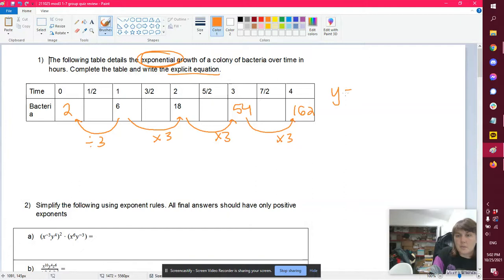And then once we have our whole number hours filled in, we can write our explicit equation. We say we start at 2, and we multiply by 3 each time. The start is 2, we multiplied by 3 each time.